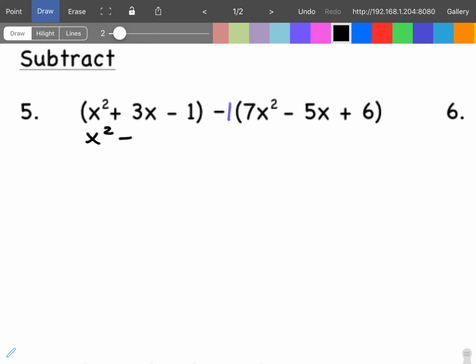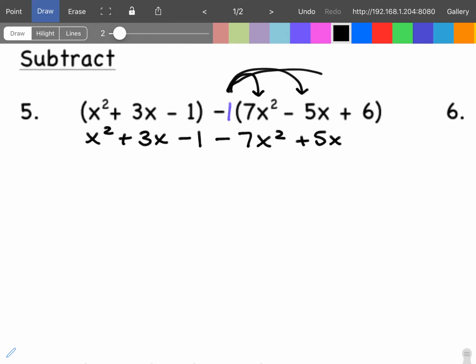I'm going to drop down the x squared plus 3x minus 1, and then I'm going to distribute. Negative 1 times 7x squared is a negative 7x squared. Negative 1 times negative 5x is a positive 5x. And negative 1 times 6 is a negative 6.